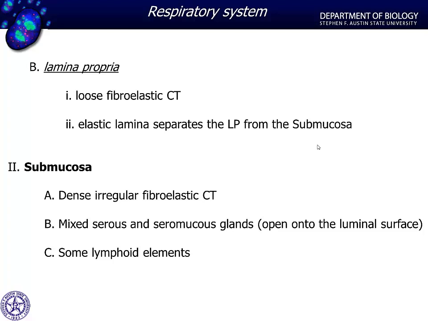Now, lamina propria is fairly innocuous, loose fibroelastic connective tissue. Then the submucosa, this is where we're going to continue to have these glands, mixed serous, maybe some seromucous glands that are present there. This is where we're also going to have some lymphoid elements, some of that diffuse tissue, the GALT, or if we're in a bronchi, we can refer to that as BALT. GALT is for the gut. BALT is bronchiolar diffuse lymphatic tissue.